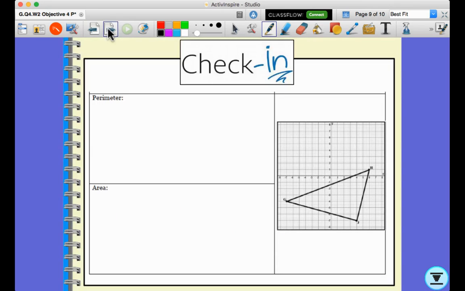Great. So if you have not tried any on your own, I want you to treat this like an exit check. Pretend that you were in class, we just did this lesson, and then here is your exit slip to check for your understanding. I'm giving you this picture, and I want you to find the perimeter, and I want you to find the area. So what I really love to happen is that you pause this video right now, and you try this as if this was a quiz, or a check-in.